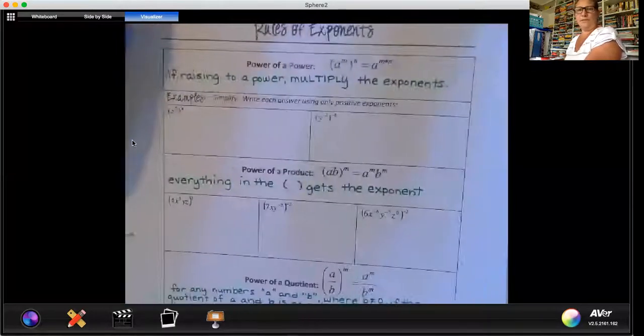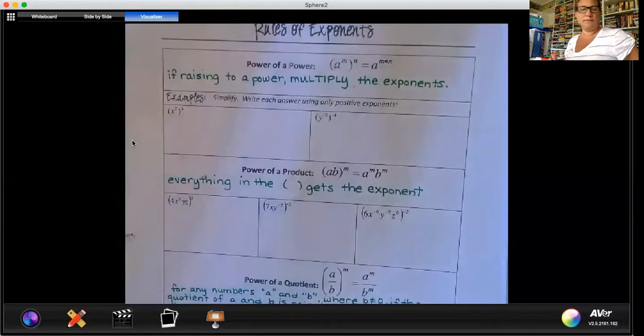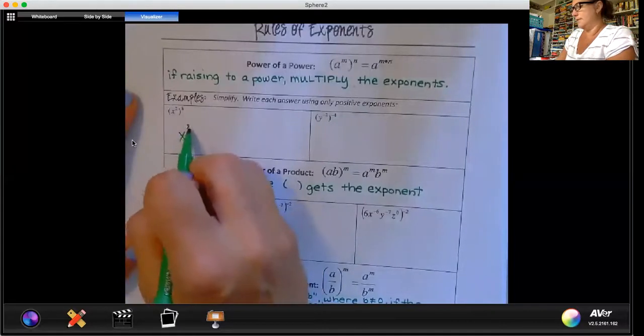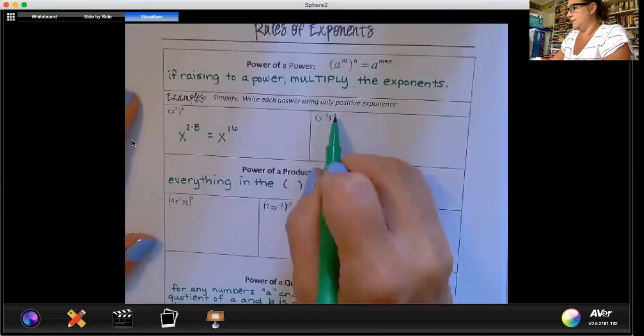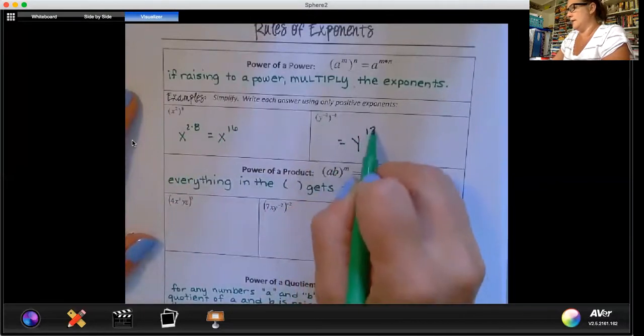When you raise to a power, you multiply the exponents. Raise to a power involves parentheses. Multiply the exponents. So x to the 2 times 8 is x to the 16th. Negative 3 times negative 4 is y to the 12th.